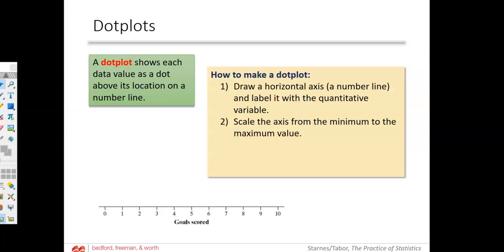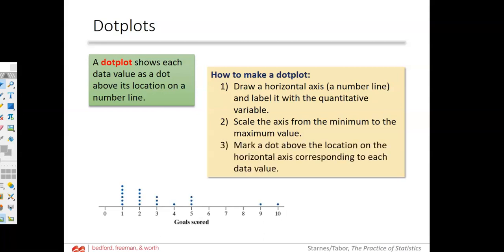You want to label the axis with not just numbers, but also a title, what it means, in this case, goals scored. And then mark the dots above the location where the data points are. So if there are 5 2s, you're going to put 5 points right there above the 2. If there are 6 1s, put 6 points above the 1. Last section we were talking about categorical data. This is quantitative data, so numerics here, representing counts. So that's just a classic dot plot.